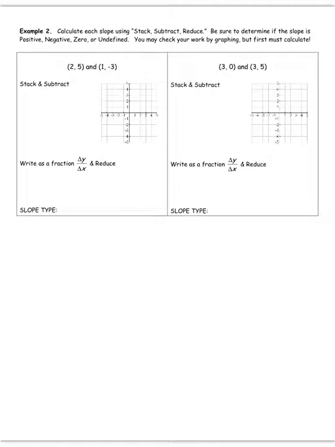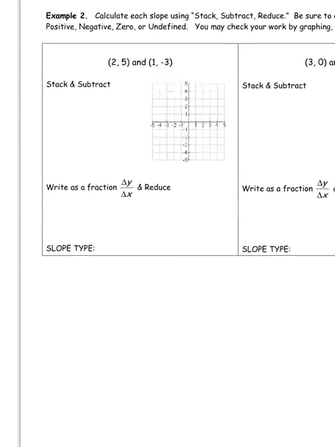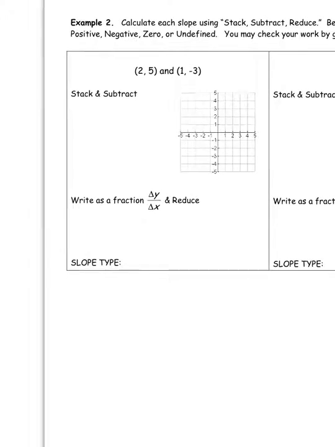Alright, we're going to do a couple examples here. We're going to find slope using stack and subtract. Then we're going to determine what type of slope this is. So first we're going to do stack and subtract with these 2 points, 2, 5, and I'm actually going to plot them. 2, 5, and 1, -3.